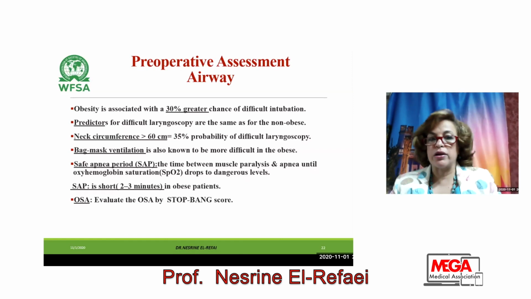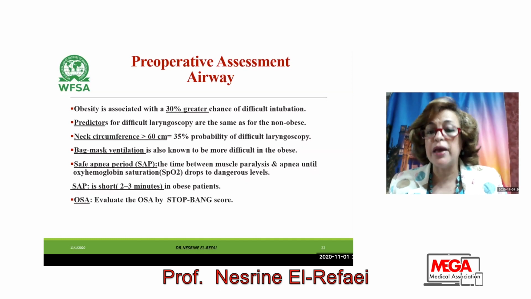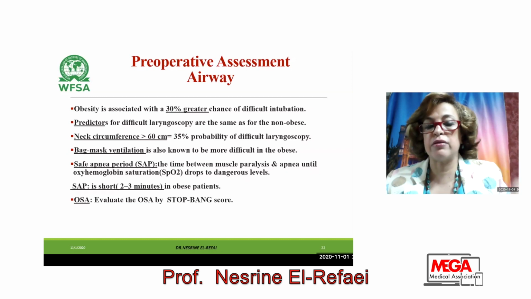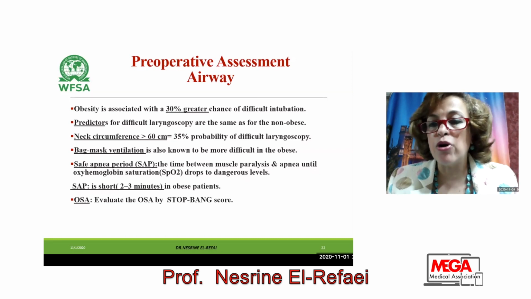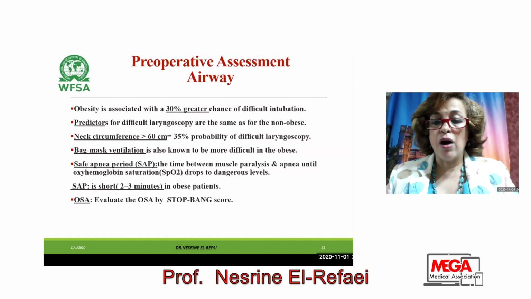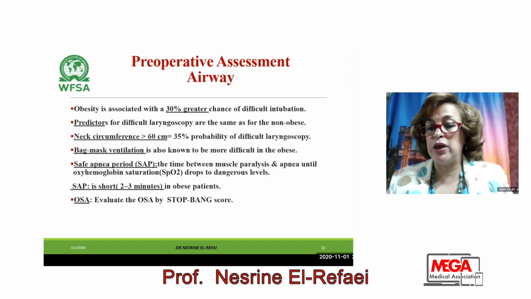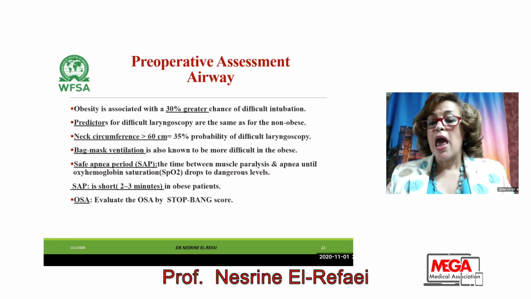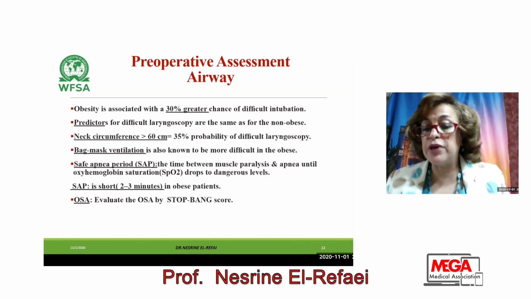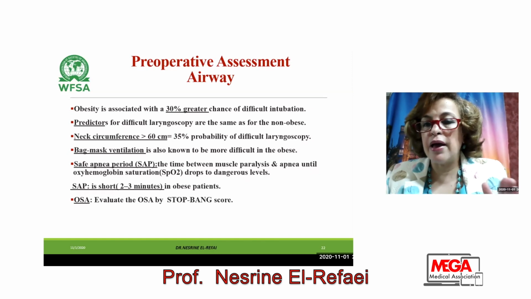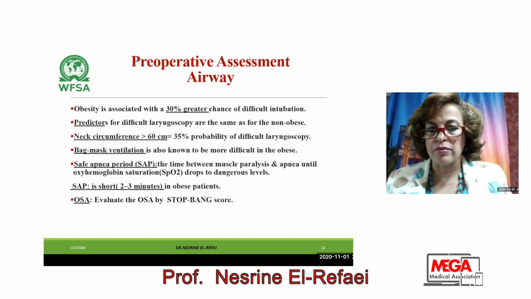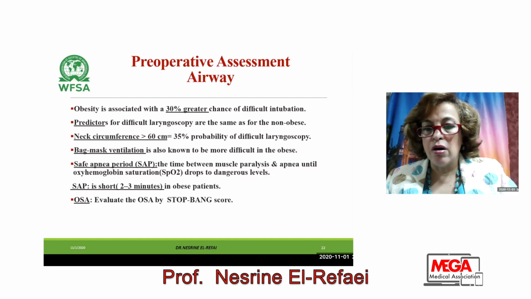A very important part, and actually it's in the definition of difficult airway, not only difficult intubation, is difficult ventilation, the bag mask ventilation. Bag mask ventilation is also known to be more difficult in obese patients, and that's more dangerous than difficult intubation. And we have what's called the safe apnea period. It's the time between full muscle paralysis and apnea until the oxyhemoglobin saturation decreases to dangerous levels. In obese patients, it's found to be 2 to 3 minutes versus 8 minutes, for example, in the normal population. That makes our time of management of intubation very critical.